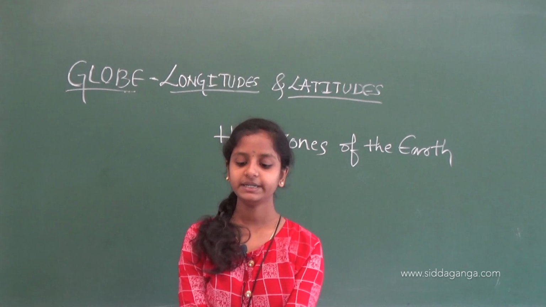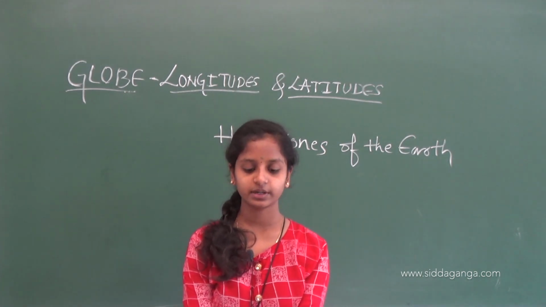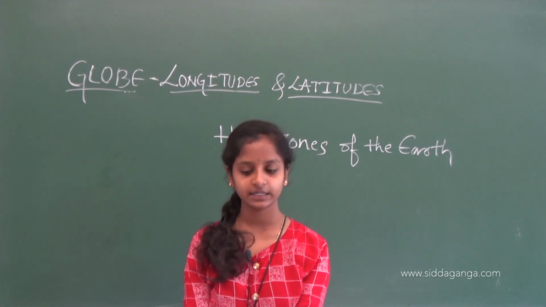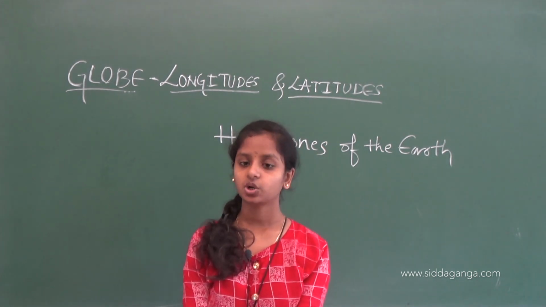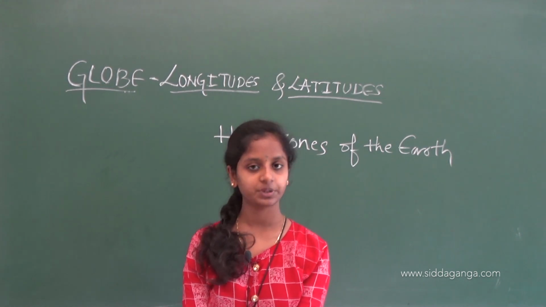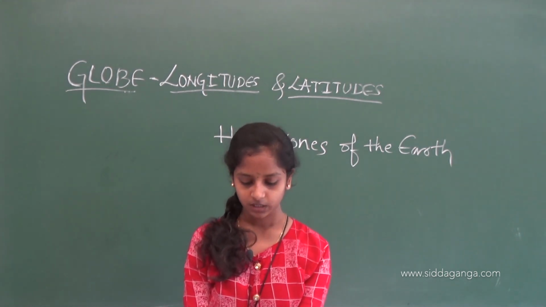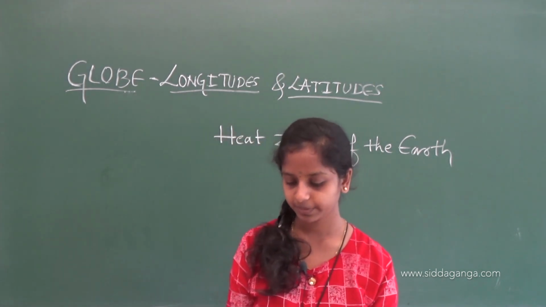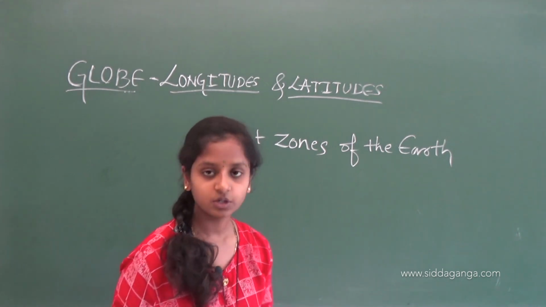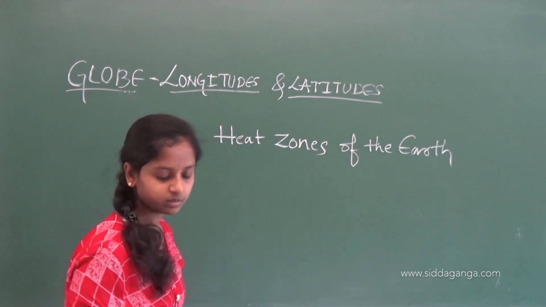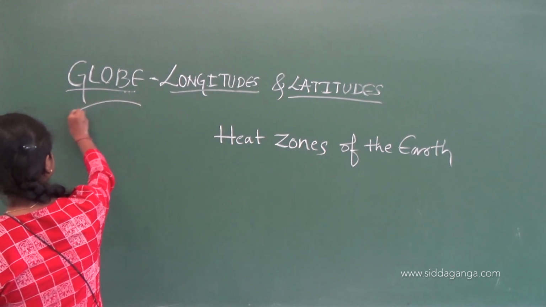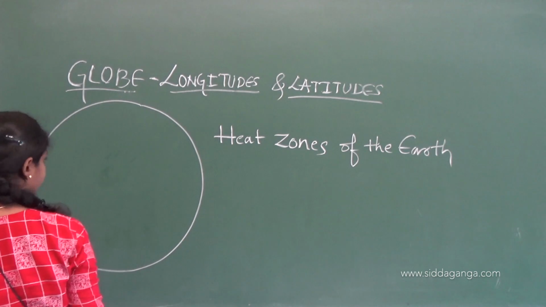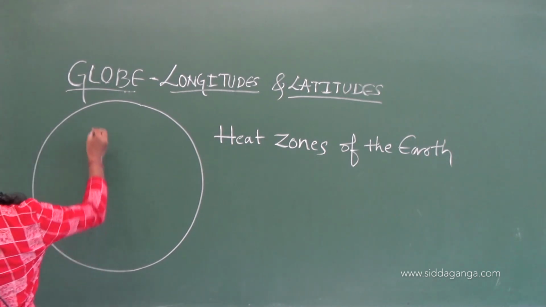The midday sun is exactly overhead at least once a year on all the latitudes in between the Tropic of Cancer and the Tropic of Capricorn. Okay. To understand this, we will better draw a globe which contains all these latitudes. Okay, so we'll draw this.